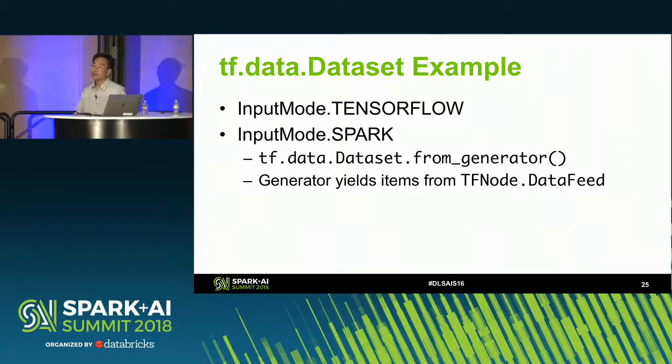For Spark mode, the only change to the code was that instead of using a normal dataset, we use dataset from generator, which is also provided in TF data. And that generator literally just takes the items off of our data feed that previously would have gone into a feed dictionary.